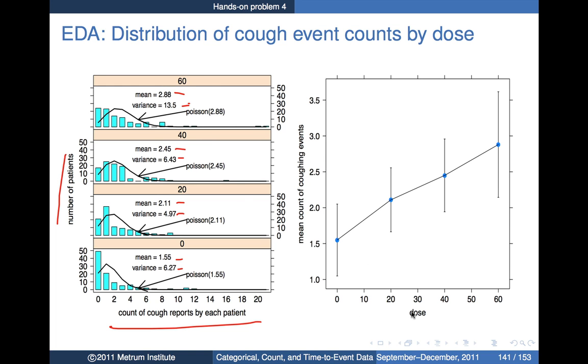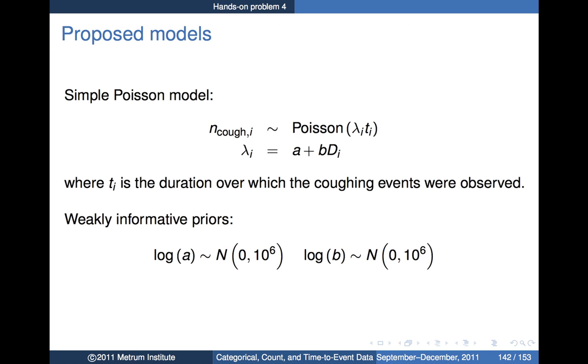On the right, I've given you something to visualize dose response. We're looking at our mean count versus dose, and you can see it's going up in a roughly linear fashion. So we're going to propose some competing models for dealing with this.